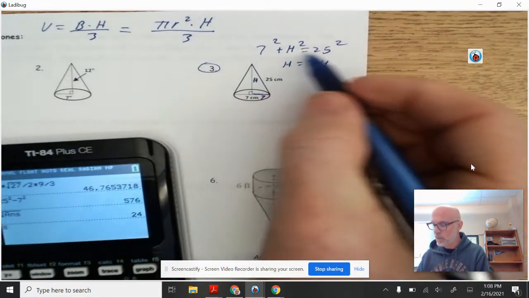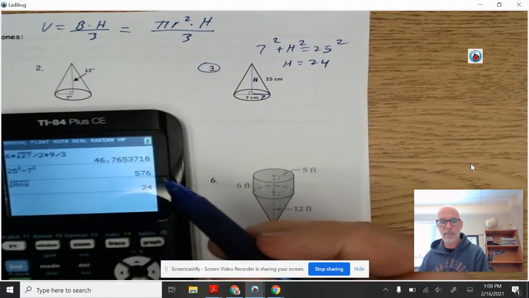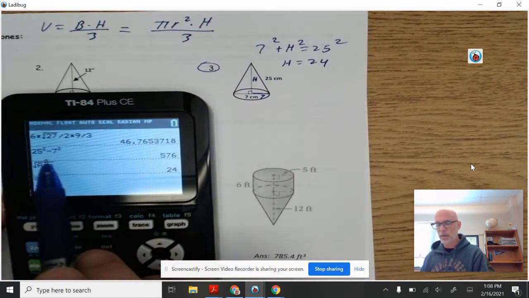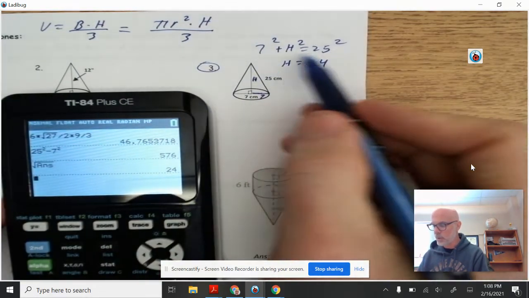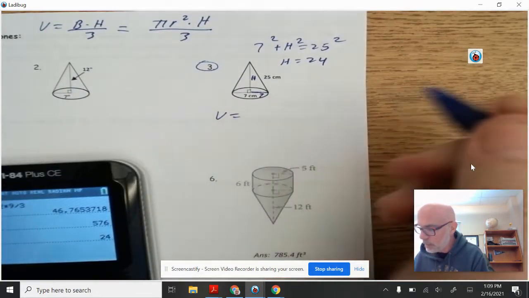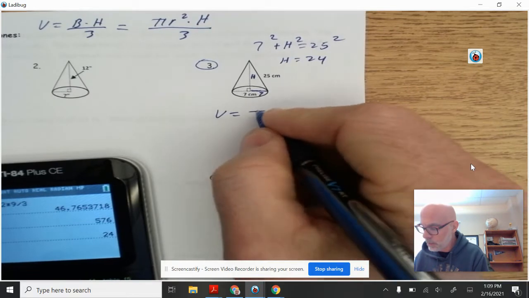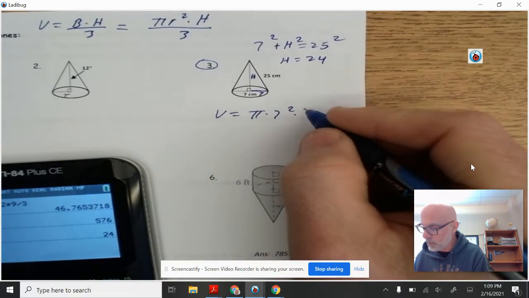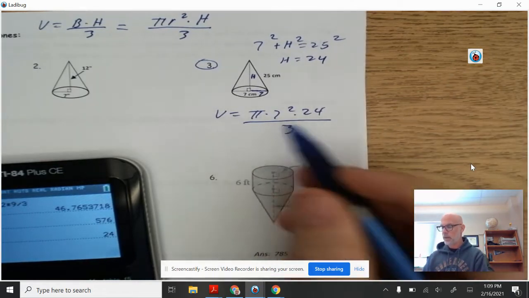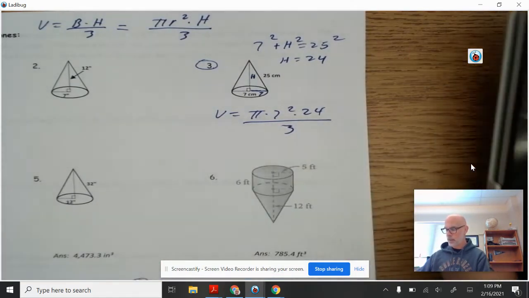Again, I want you to show me this work. You don't have to show me all the steps. I know we should be getting pretty good where we can see what's going to happen in our calculator and do that. Just show me the original equation there. Okay, so to do volume, now that I know this, I'm going to do pi times 7 squared times a height of 24 divided by 3. And that'll do it.